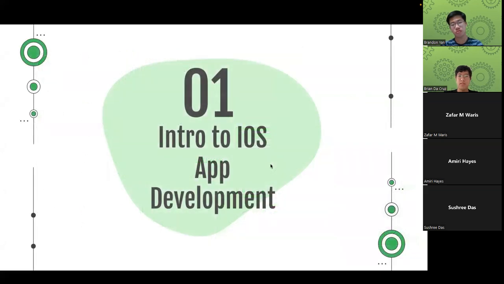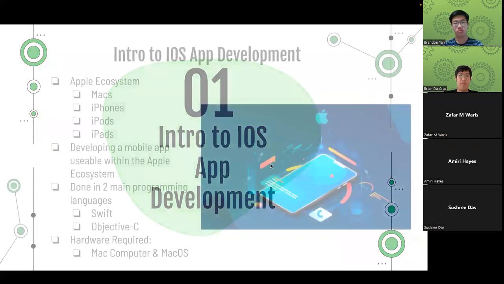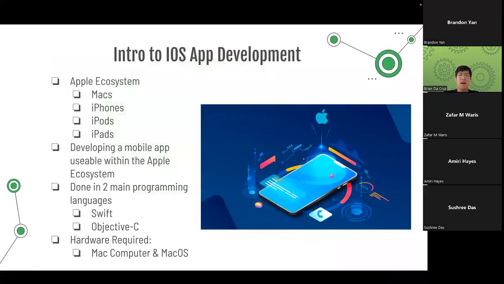So let's go into an introduction to iOS app dev. To start off, iOS app dev happens within the Apple ecosystem. If you guys know or have any Apple devices, some examples are Macs, iPhones, iPods, and iPads. So these are some main devices that you can make an app for. Macs are a little bit different, but mainly iPhones, iPods, and iPads are going to be the places where you're making your mobile app, right? So basically, iOS app development is developing an app within this ecosystem.